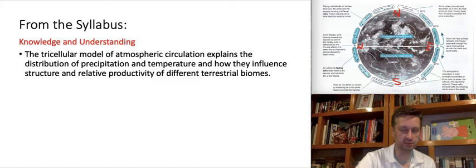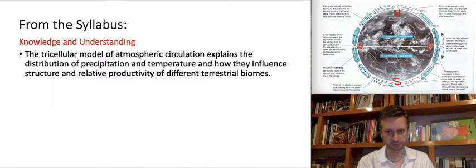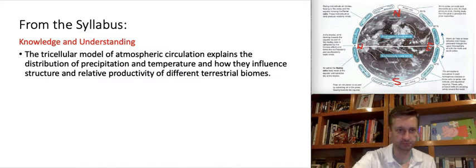Let me start by looking at the syllabus as usual. As far as this part is concerned, the syllabus just says, it's one sentence. It says you need to have knowledge and understanding of the tricellular model and how it explains the distribution of rainfall and temperature, and in turn how that affects the distribution of biomes around the planet.